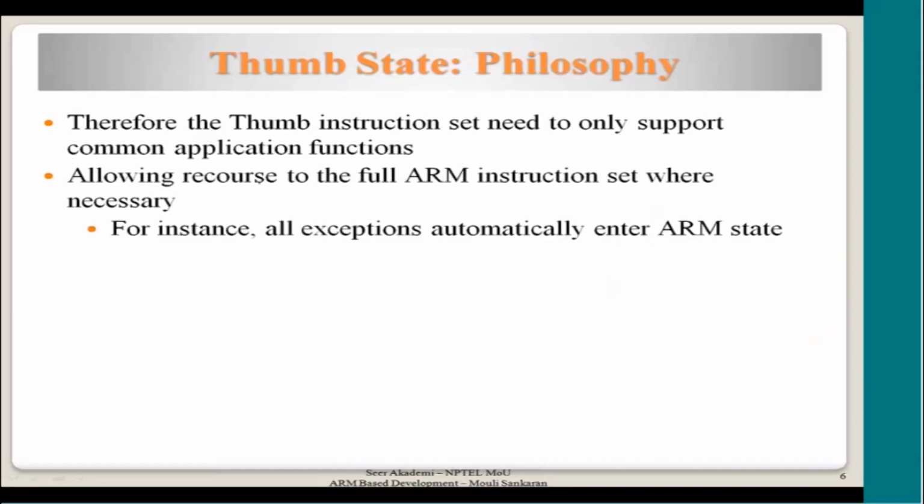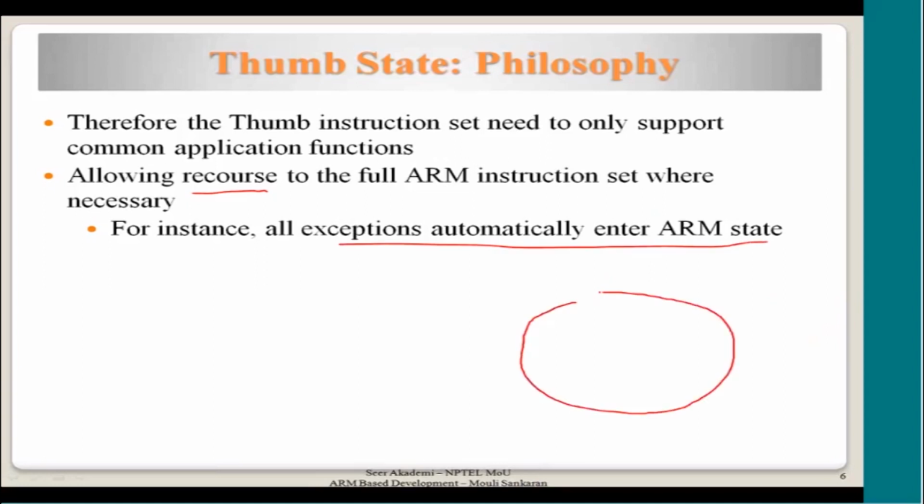Allowing recourse to the full ARM instruction set where necessary. Recourse in the sense it comes back to ARM mode wherever necessary. For instance, all exceptions automatically enter ARM state. So as I once said, thumb mode is a subset inside the ARM mode. The processor can decide to support some functions in the thumb mode, and whenever it needs support of the ARM mode instructions, it jumps to the ARM mode and does something, and then goes back to thumb mode for some common functions.